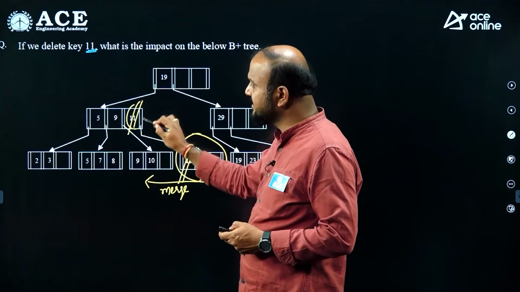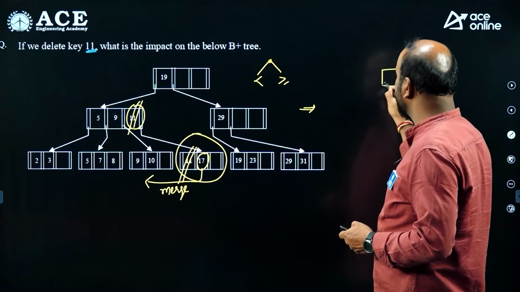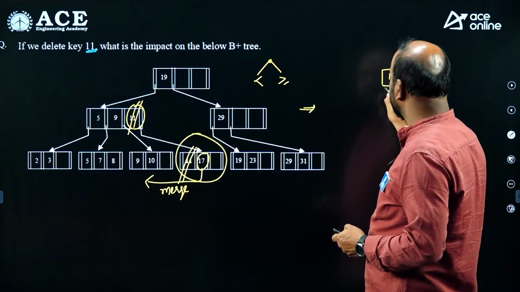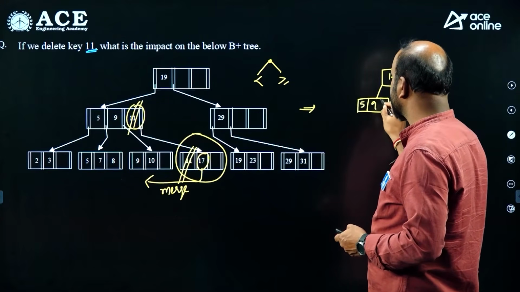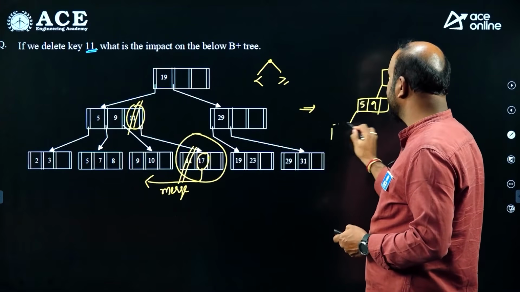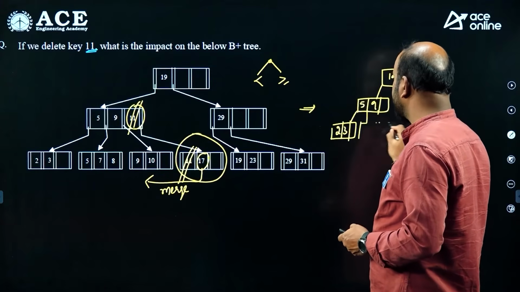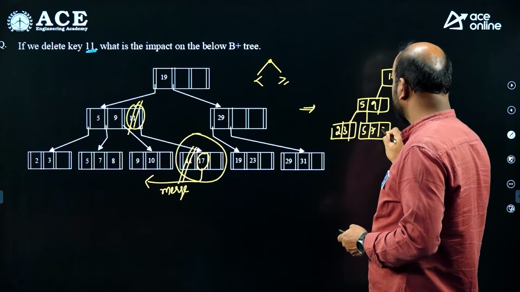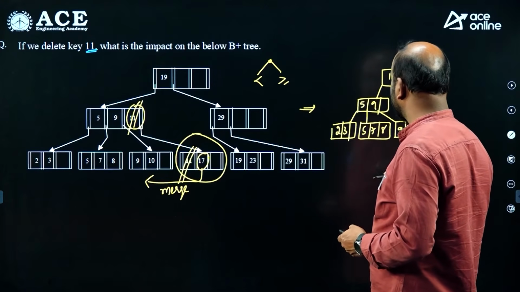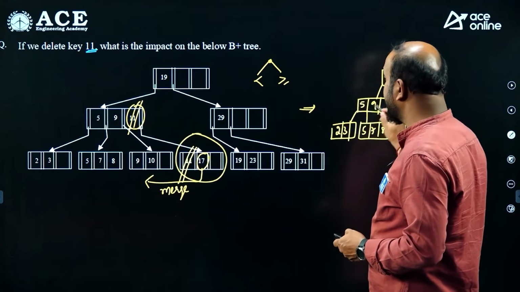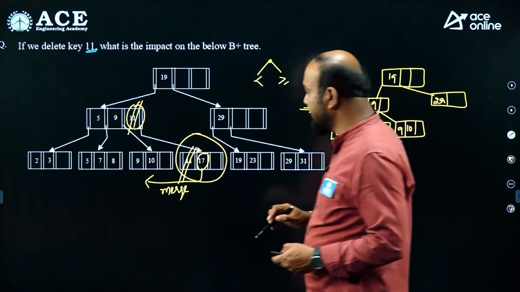If this wing is deleted, this should not be there anymore. So what will be the resulting entry? Root should have 19, right? 19's left is 5, 9, just only 5, 9. 5's left should be 2, 3, and 5's right should be 5, 7, 8, and 9's right is 9 and 10. And 19's right is 29.